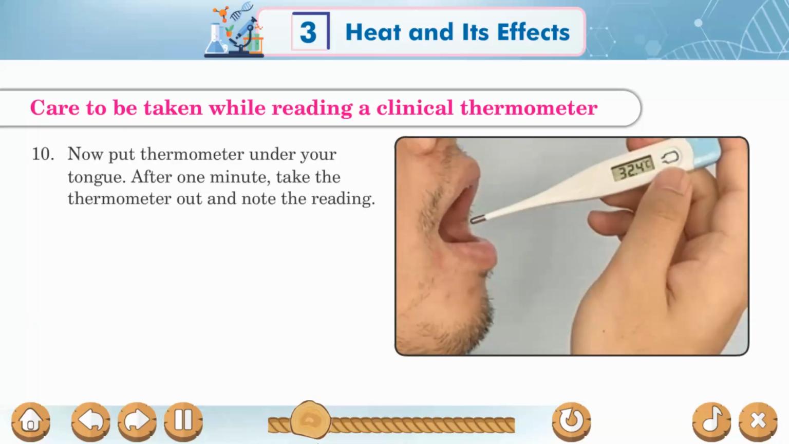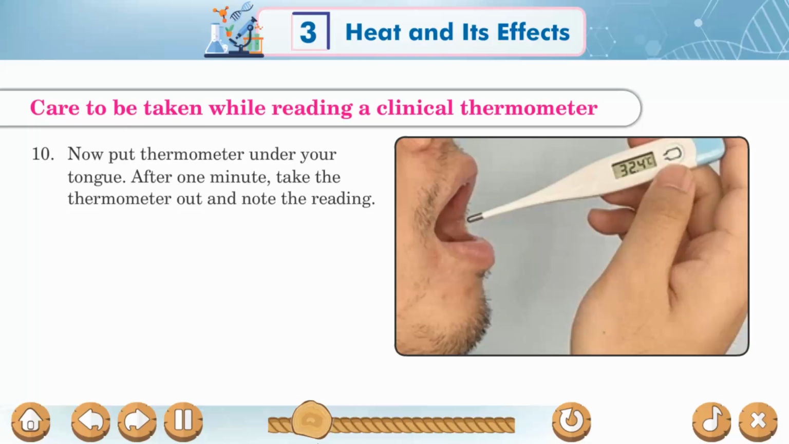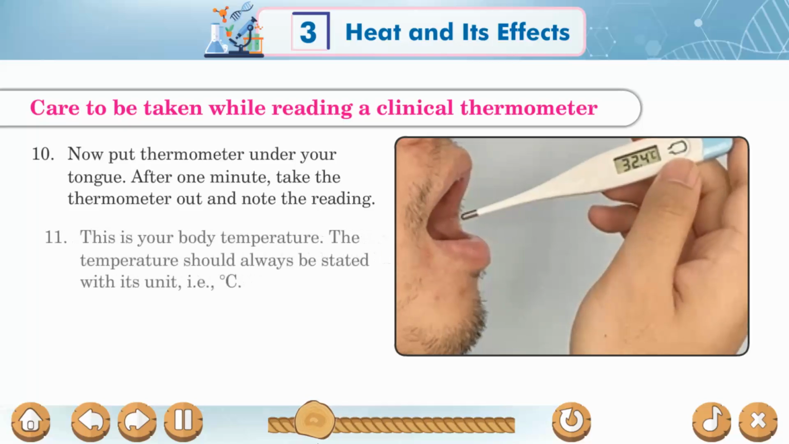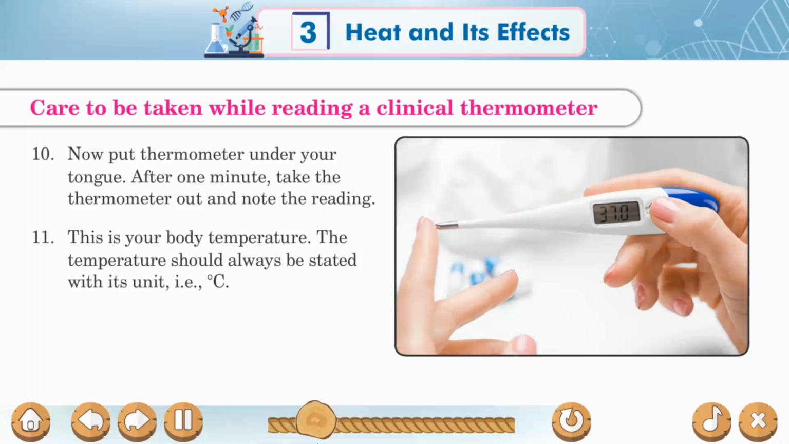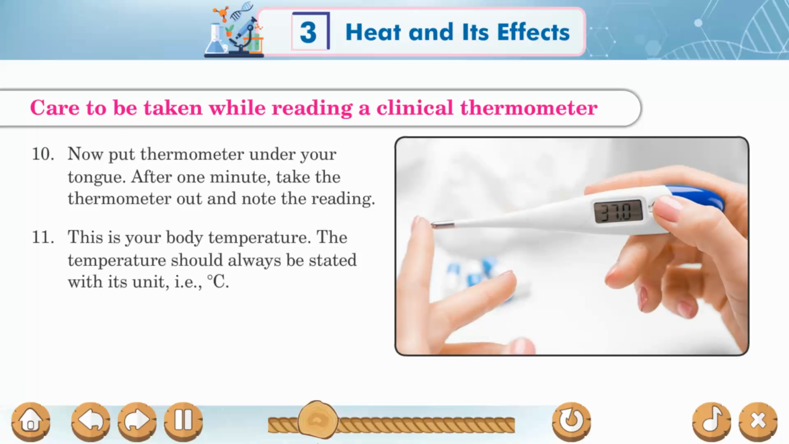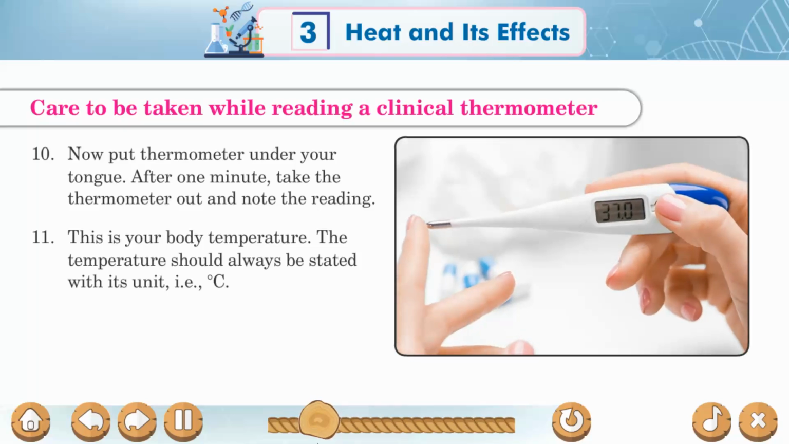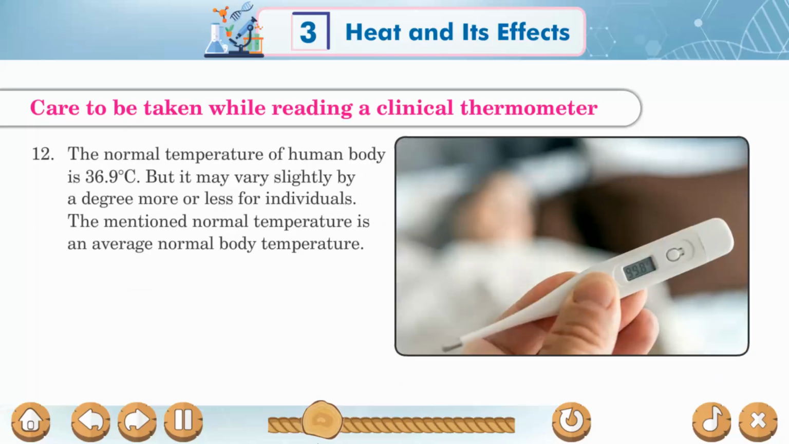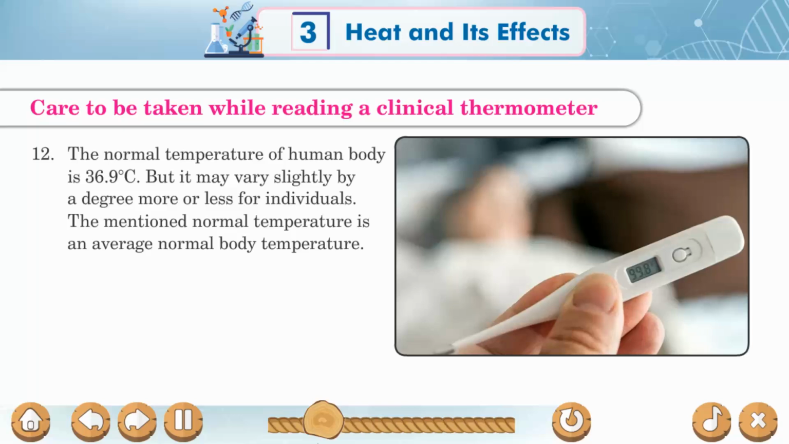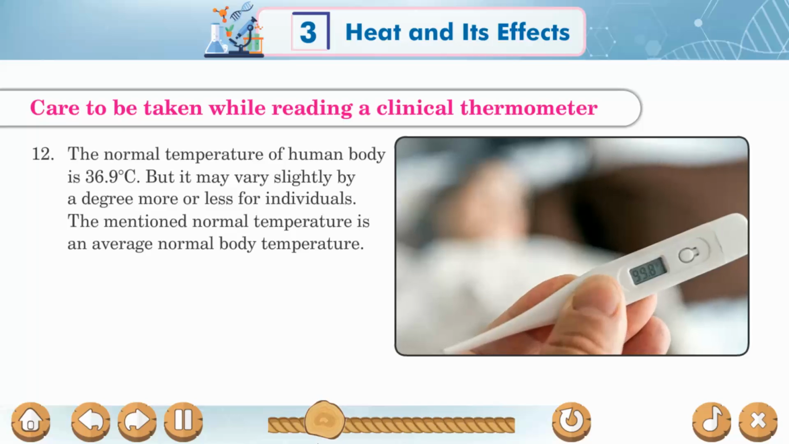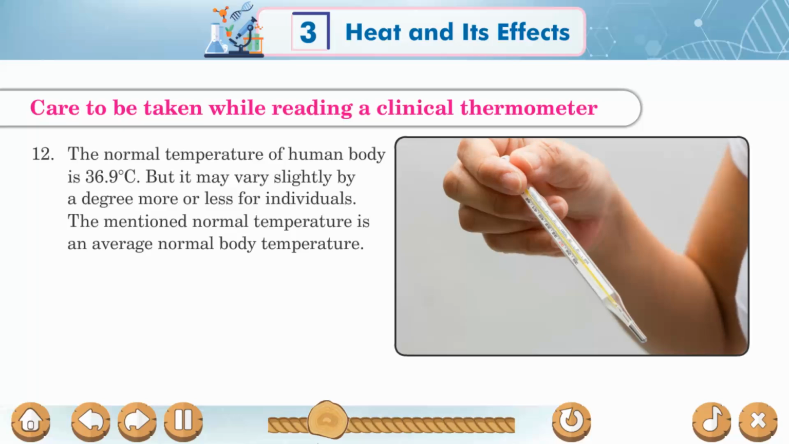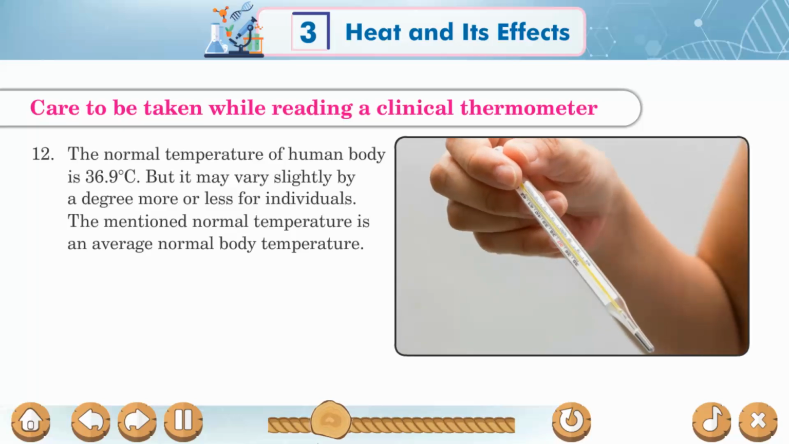10. Now, put the thermometer under your tongue. After 1 minute, take the thermometer out and note the reading. 11. This is your body temperature. The temperature should always be stated with its unit, that is degrees Celsius. 12. The normal temperature of the human body is 36.9 degrees Celsius, but it may vary slightly by a degree more or less for individuals. The mentioned normal temperature is an average normal body temperature.